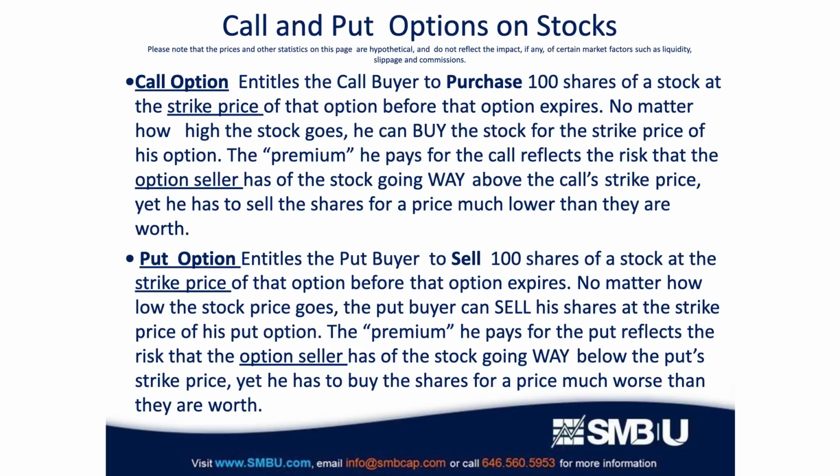Or conversely, on the put option, even if the market goes way below the strike price of the put option, the buyer of that put option has the right to sell his shares of that stock at the strike price of the put option that he's bought. Of course, that saves him a lot of money compared to if he didn't own the put and he's stuck suffering a much larger loss on his shares because their price has gone way below what they were worth, but he had no protection against that happening.